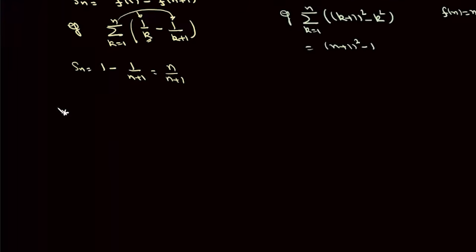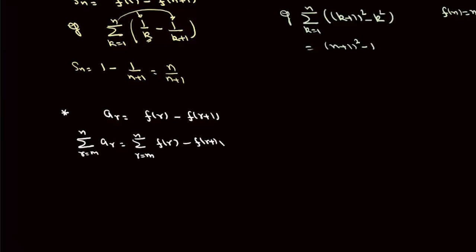if we have this AR as FR minus FR plus 1, and we have to find this summation R varies from M to N AR, it will be this summation R varies from M to N FR minus FR plus 1, which will be Fm minus Fn plus 1. And if m is 1, it will be same as F1 minus Fn plus 1.